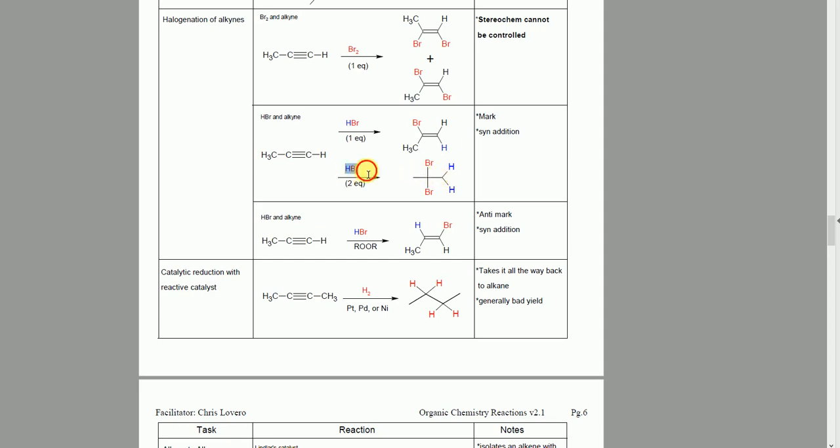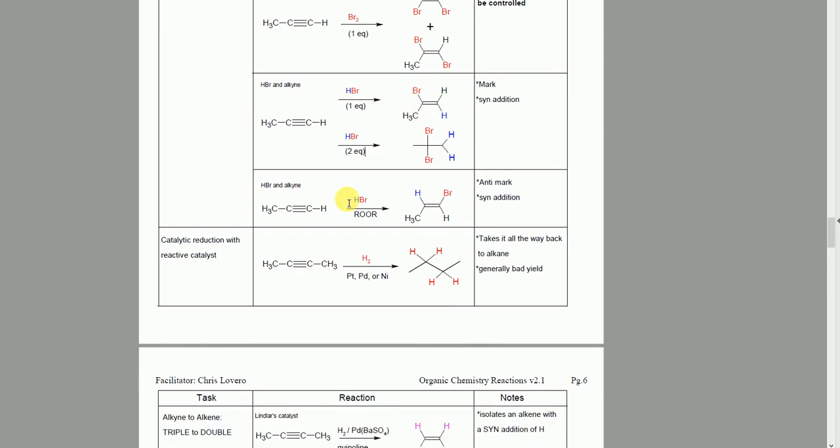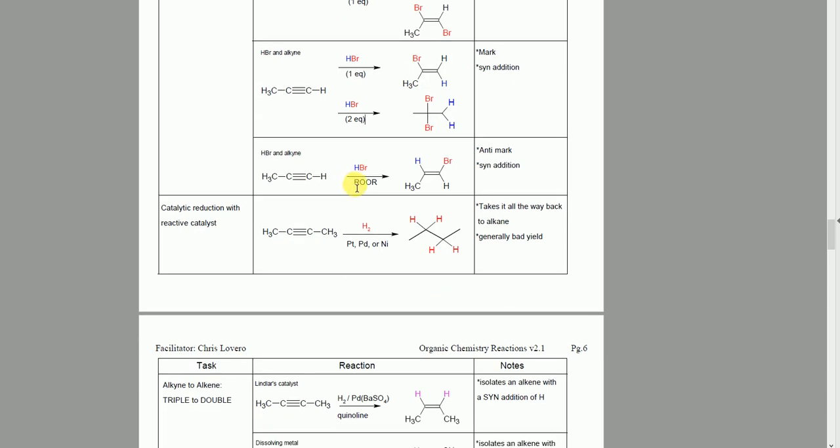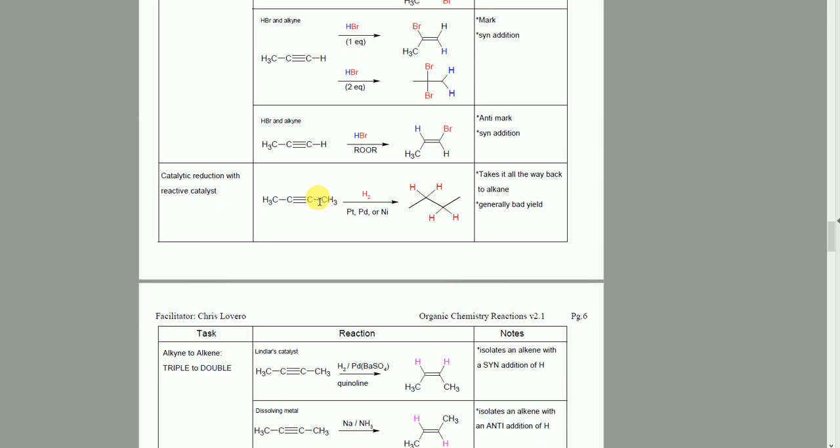So you just need to know it's just the same thing, either it can be one equilibrium, two equilibrium, and how much you want to push it back down to. Okay, and then finally, it's just the same thing, except you have a peroxide present, and we know what peroxide does. It forms the anti-Markovnikov addition product. Okay, it's nothing too hard.